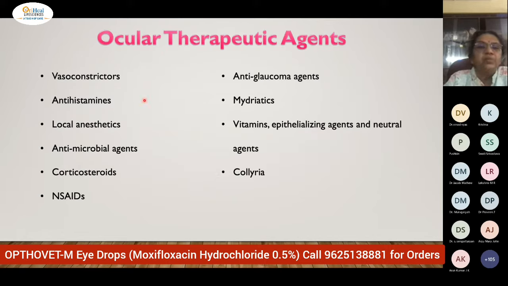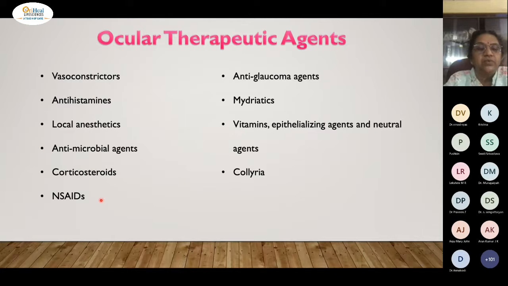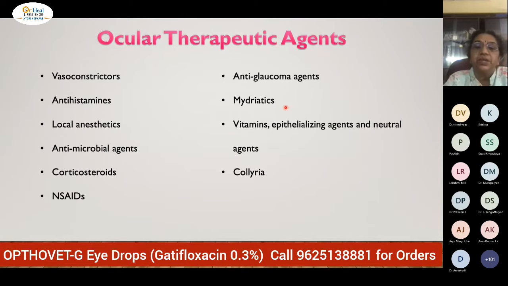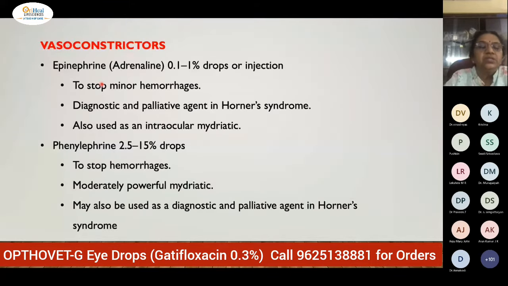Ocular therapeutic agents can be classified as vasoconstrictors, antihistamines, local anesthetics, antimicrobial agents, corticosteroids, non-steroidal anti-inflammatory drugs, anti-glaucoma agents, mydriatics, vitamins and epithelializing agents, and neutral agents. In this, the vasoconstrictors are epinephrine or adrenaline, which you can use mainly to arrest hemorrhage. It can also be used to dilate the eye, especially as a palliative agent in Horner syndrome in the affected myotic eye. It can also be used as an intraocular mydriatic while doing cataract surgery.